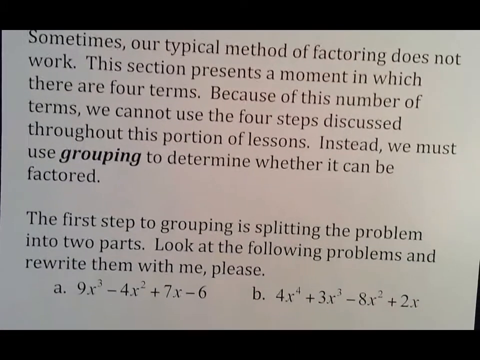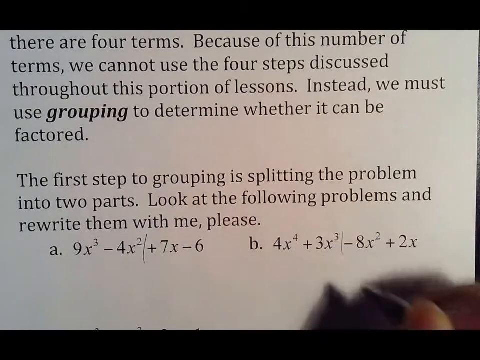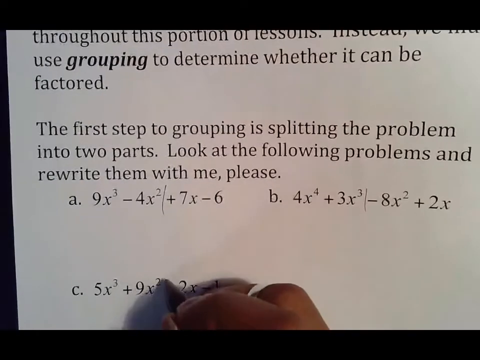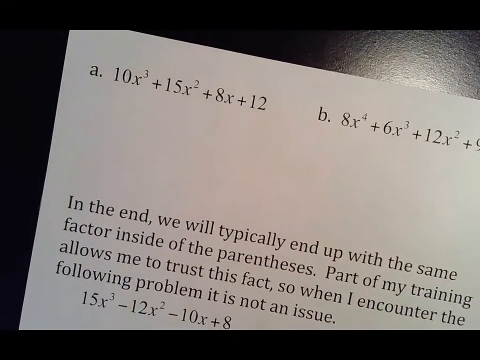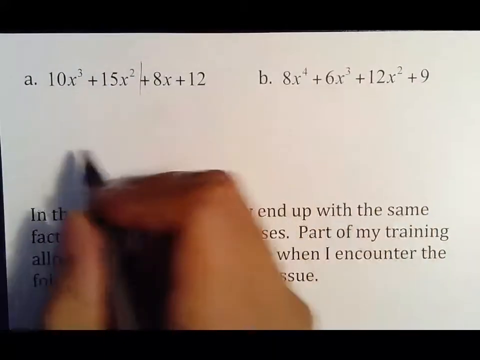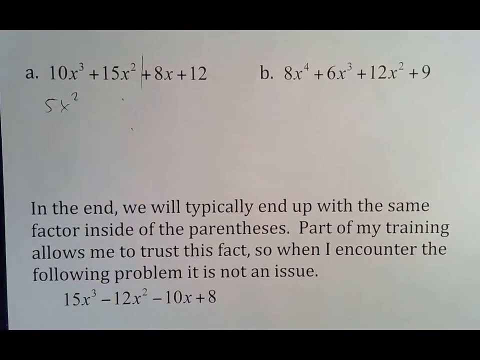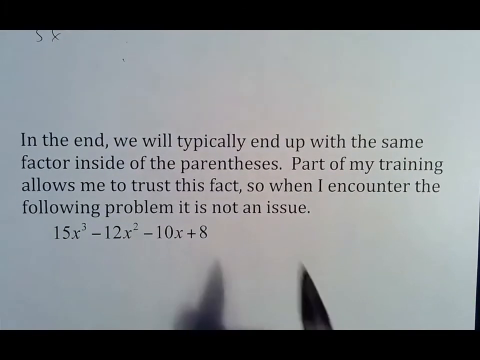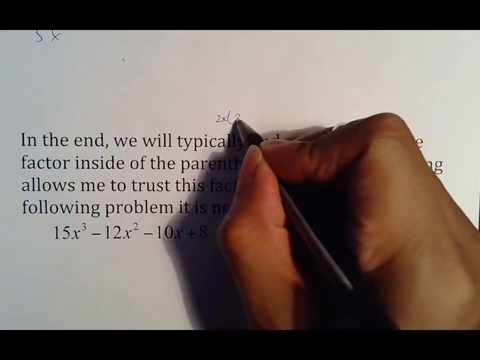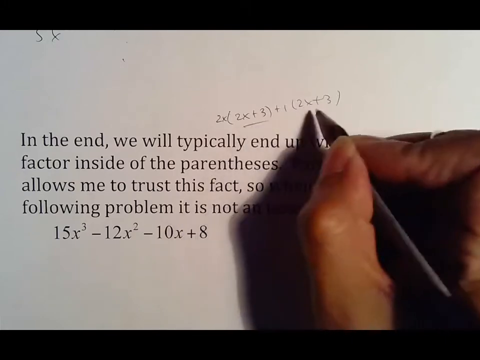Everything I'm going to talk about is what you saw. The first step of grouping is splitting the problem. I think we've done that before, whenever we've split these down the middle. Once you split the problem, you factor out the GCF of each part. Again, I'm not going to work that out because we've done that. The difference is these questions are made a little bit different, and in the end we end up with the same factor inside of the parentheses. What I mean by that is you end up with something like 2x times 2x plus 3, plus 1 times 2x plus 3, and then we take those two things off.